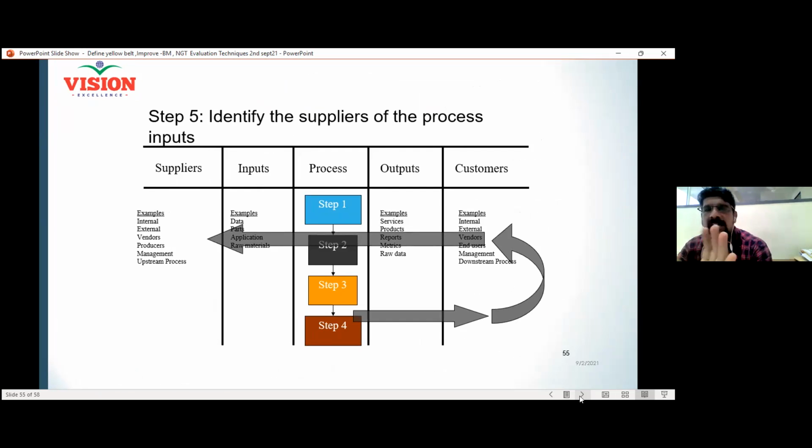So in SIPOC, we try to identify the process that is happening inside the organization. First, we identify the process, then the output, then the customer who is receiving the output, then the input, and finally the supplier. By identifying this, you are able to understand what is happening in the organization. After that only, you'll be able to move towards the right project, and identify which project should be given importance. That is the meaning behind this SIPOC.